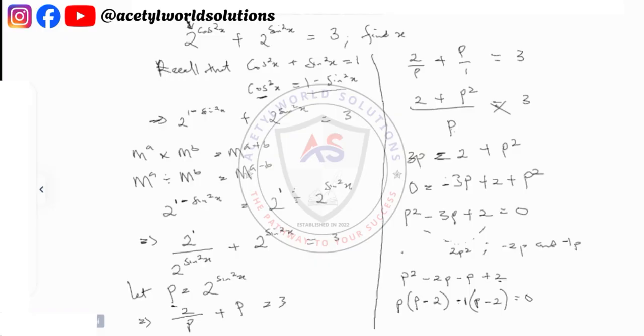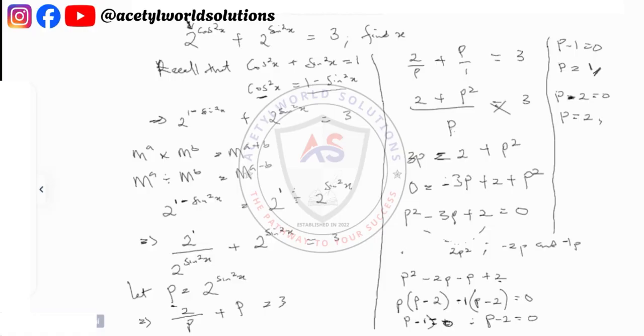So this means that p minus 1 times p minus 2 equals 0. Let's just equate this: p minus 1 equals 0, and p minus 2 equals 0. So this simply means that p minus 1 equals 0 and p equals 1. For p minus 2 equals 0, p equals 2. So your p is either 1 or 2.